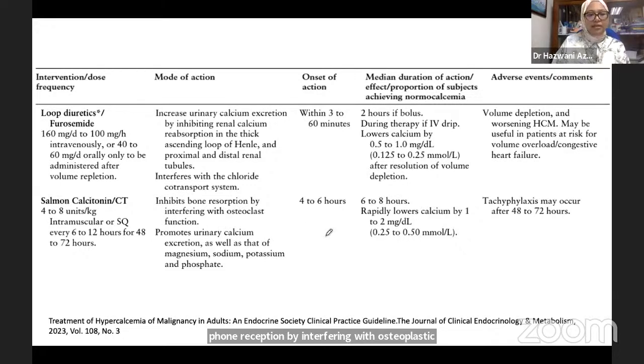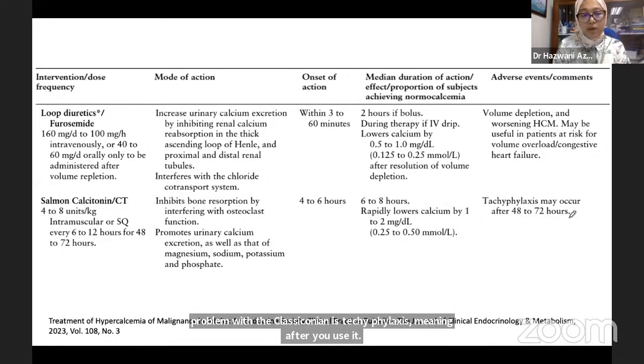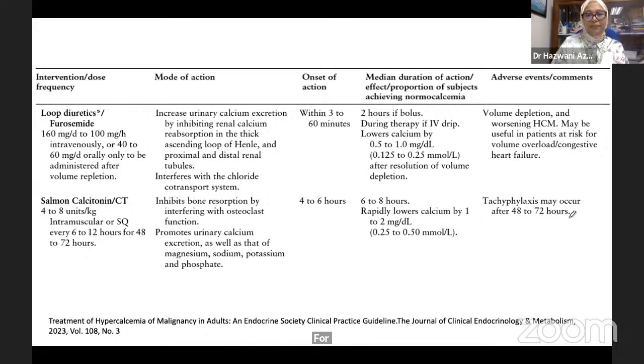The problem with calcitonin is tachyphylaxis, meaning after you use it for 48 to 72 hours, you might have a rebound increment in serum calcium because of this tachyphylaxis effect. So we expect that after we give calcitonin, the onset of action is between 4 to 6 hours. However, the duration of action is very short, ranging from 6 to 8 hours, and it lowers calcium by only 0.25 to 0.5 millimoles.